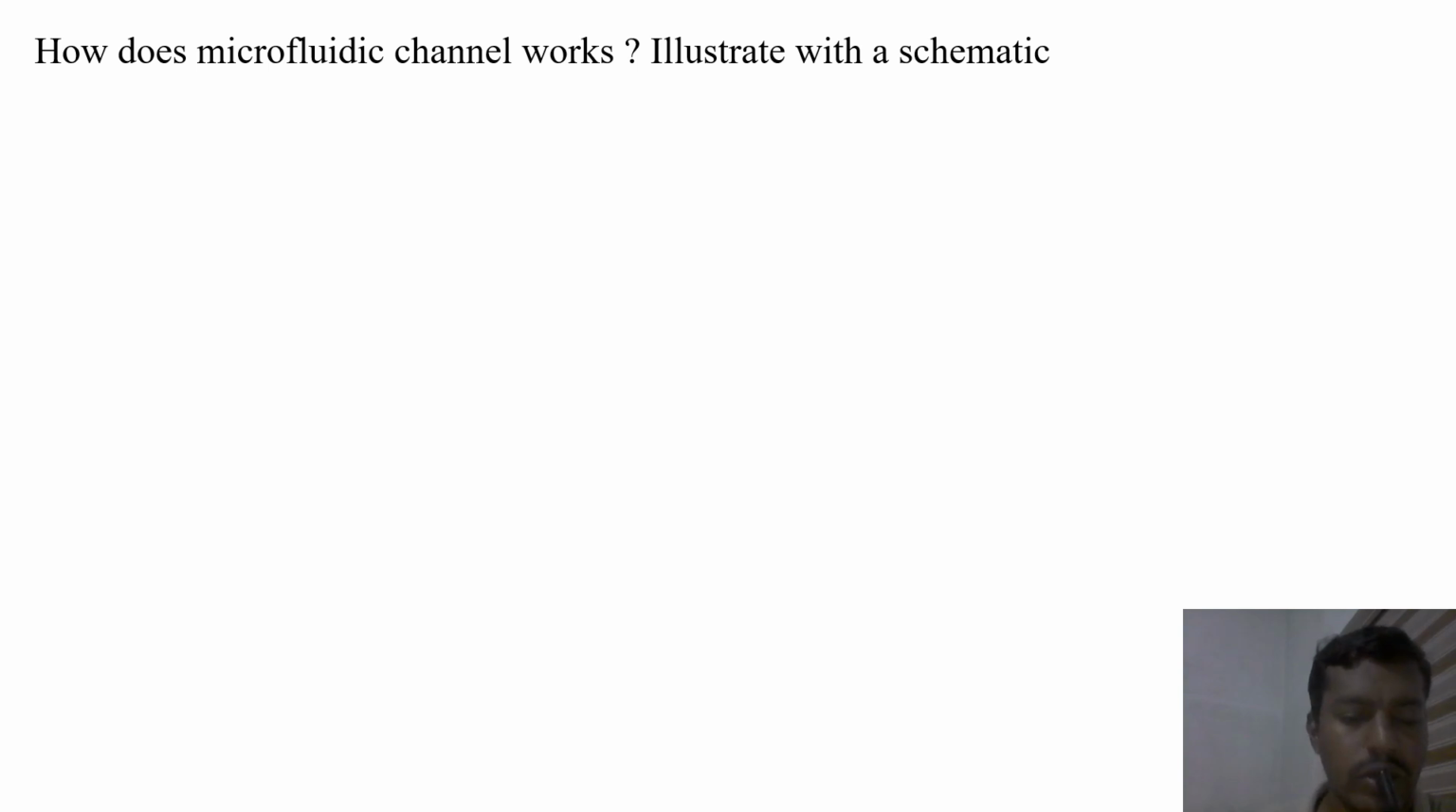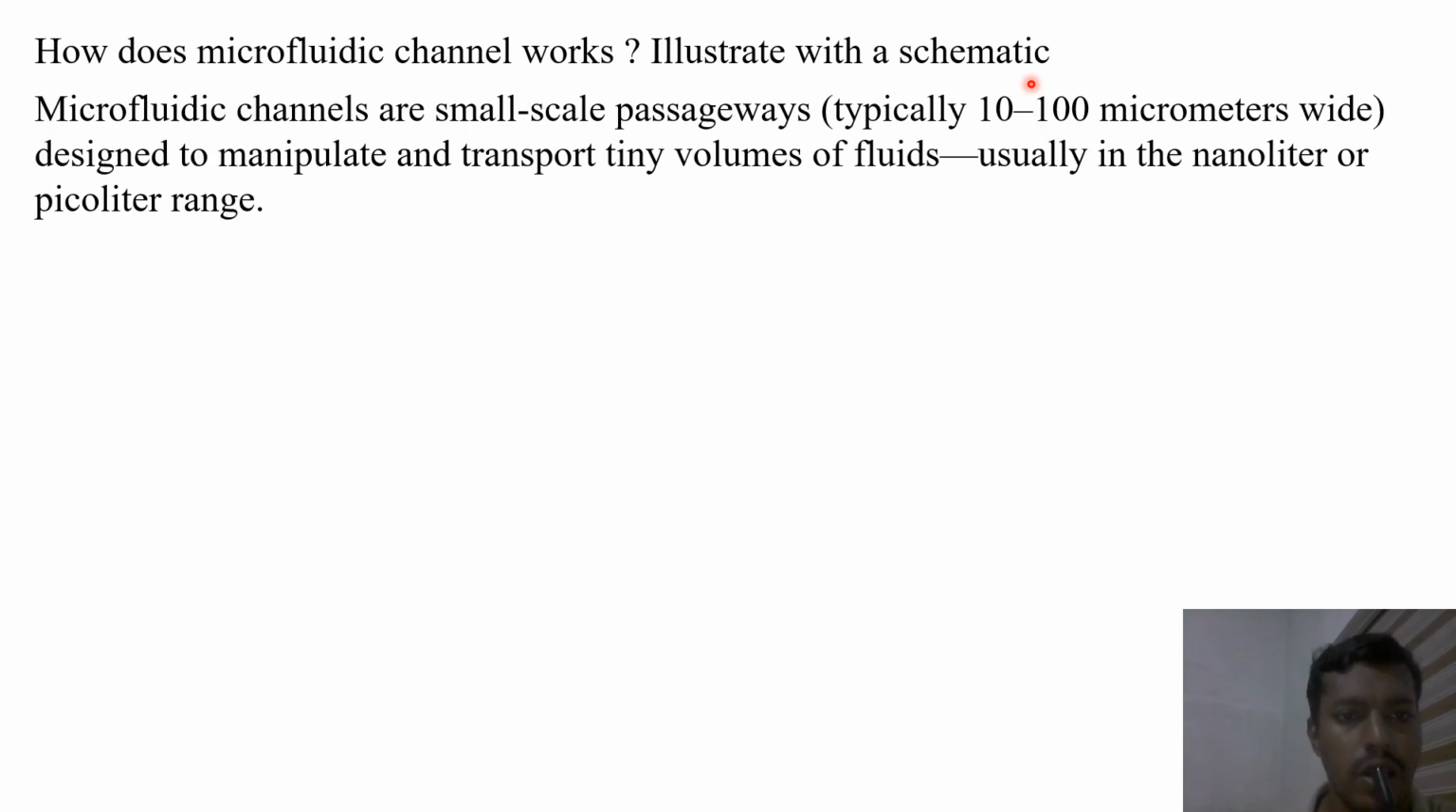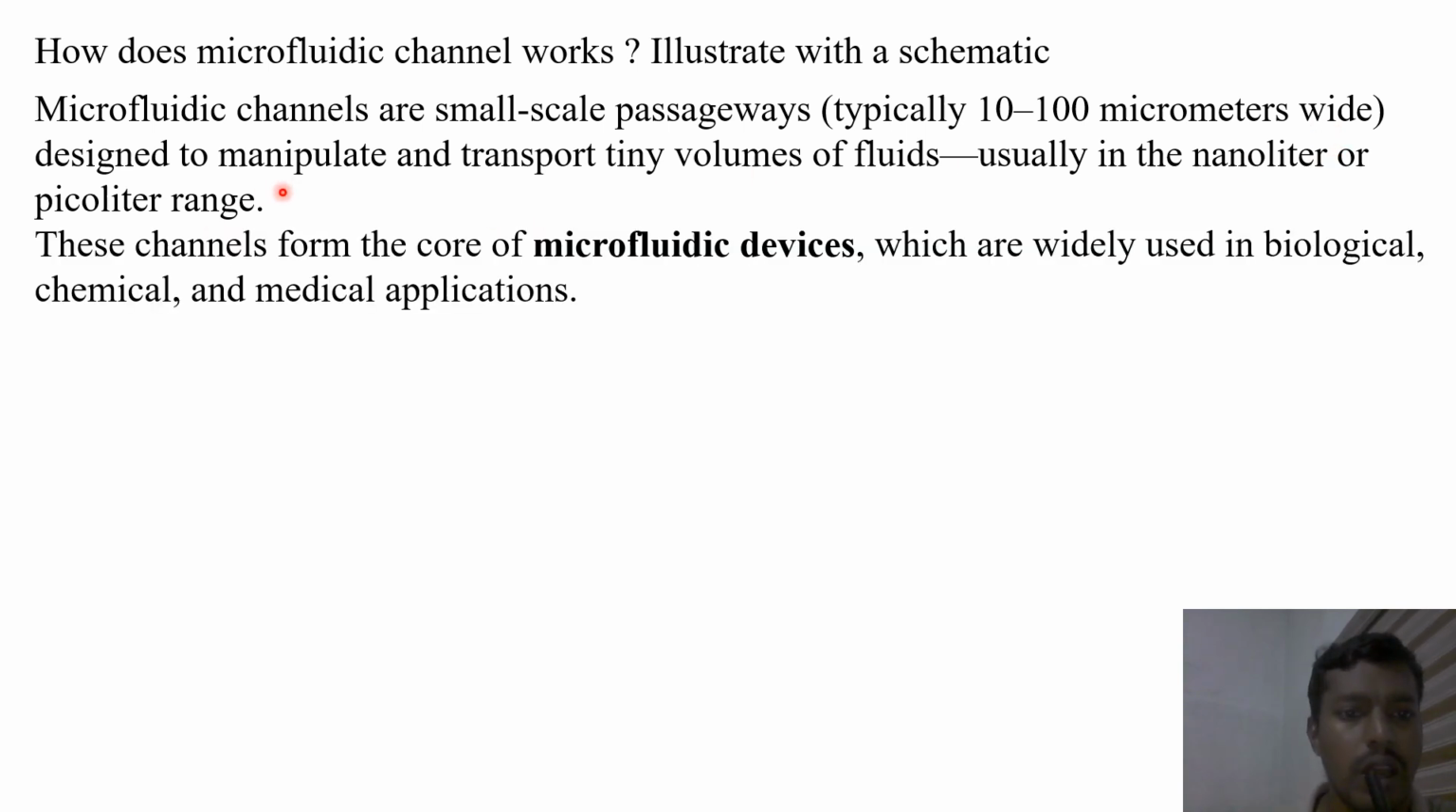Now we are just going to some questions. The first question: how does a microfluidic channel work? Illustrate with a schematic diagram. So the answer will be: microfluidic channels are small scale passageways, typically 10 to 100 micrometers wide, which are designed to manipulate and transport tiny volumes of fluid, that is in the nanoliter or picoliter range. So this channel forms the core of microfluidic devices, which are widely used in biological, chemical, and medical applications.